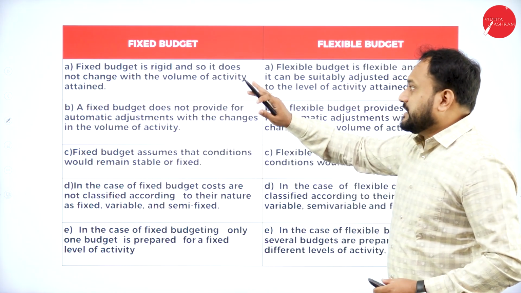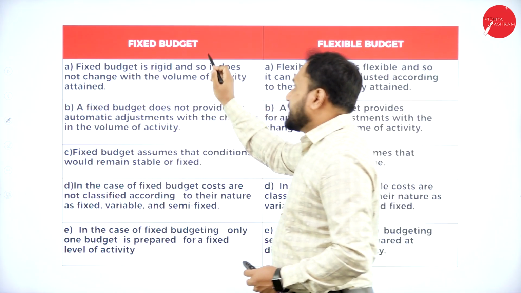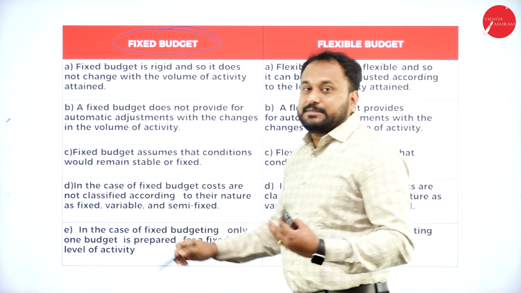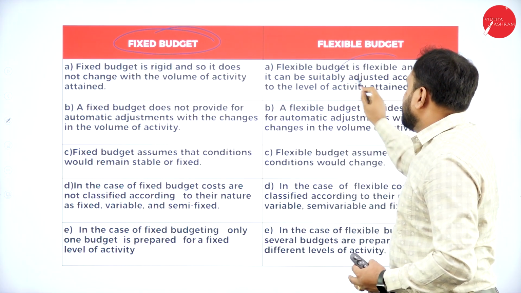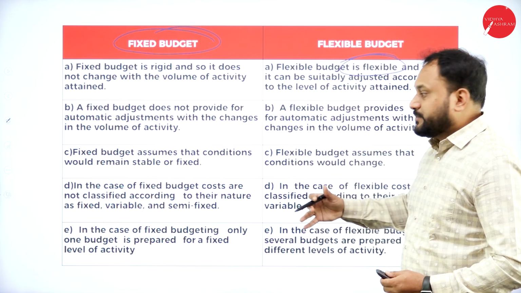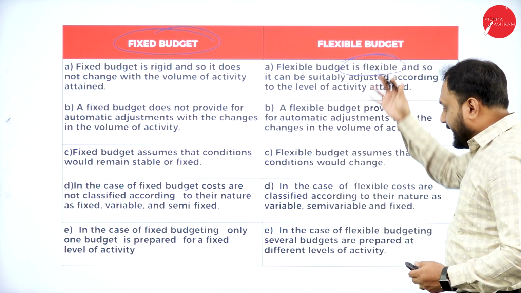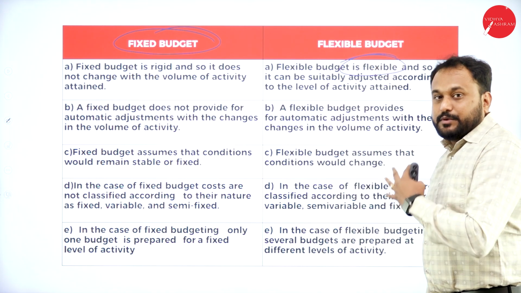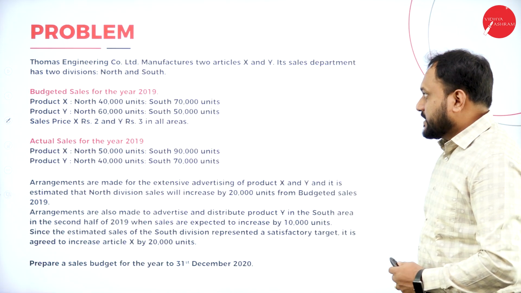See here, fixed budget is rigid. That's the reason it is actually called fixed. Now flexible is what? It is more flexible, right? That is the reason you are supposed to go with it. Please do study the entire topic. You will definitely get 10 marks.